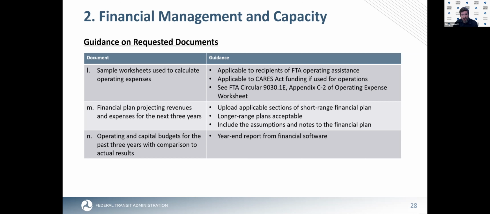Item N, the RIR asks for operating and capital budgets for the past, well, we'll say review period, we know it's 4 years, with comparison to the actual results. And as you can see, this typically takes the form of a year-end report that your financial software should be able to generate.